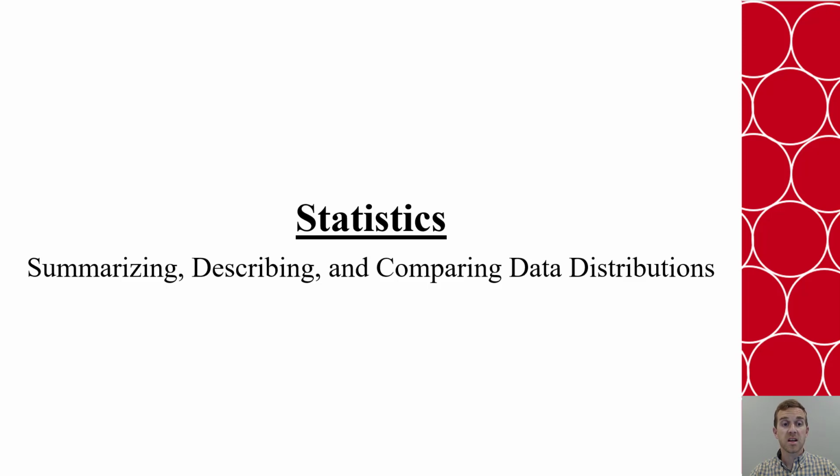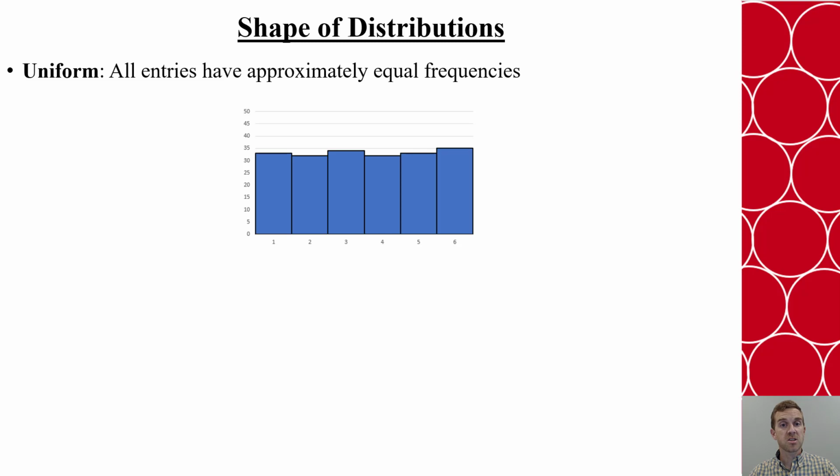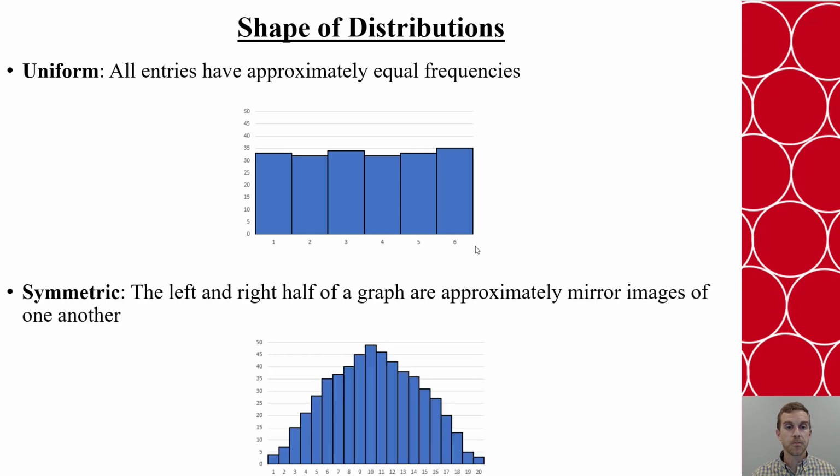In this video, we'll discuss how to summarize, describe, and compare data distributions. Now, the first distribution we'll discuss is the uniform distribution. This is where all the entries have approximately equal frequencies. They don't have to be exactly the same, but when you look across, they're all relatively the same. For example, here, this could be like a six-sided die, and it's been rolled, and you can see all those rolls over a large number of times is relatively equal.